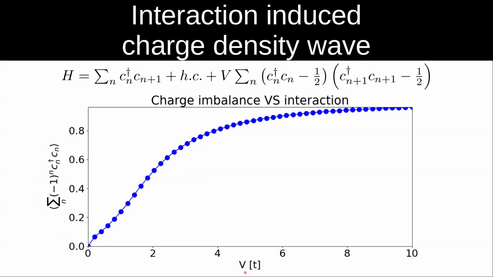If you have zero interaction, then the charge imbalance between odd sites and even sites is 0. And then as you increase the interaction, the imbalance becomes bigger and bigger and bigger until eventually, at very large interactions, you have that even sites are fully filled and the odd sites are fully empty.